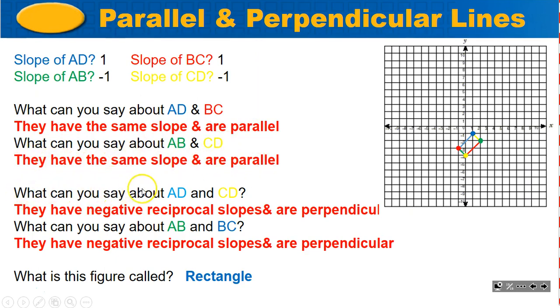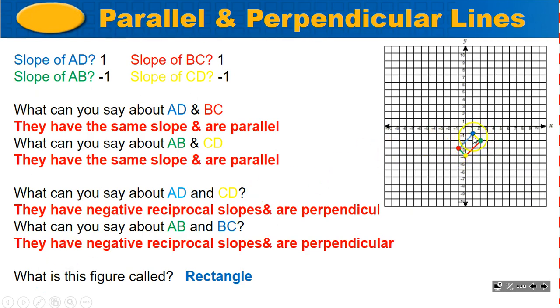Now, what can you say about AD and CD? They actually have negative reciprocal slopes. Thus, they are perpendicular. And last one, what can you say about AB and BC? They have negative reciprocal slopes and are perpendicular. So now, what we can tell here is that this shape has right angles. And if it has 4 right angles, how do we know that there are 4 right angles? Because all the lines are perpendicular. So when all the lines are perpendicular, that means we have right angles.